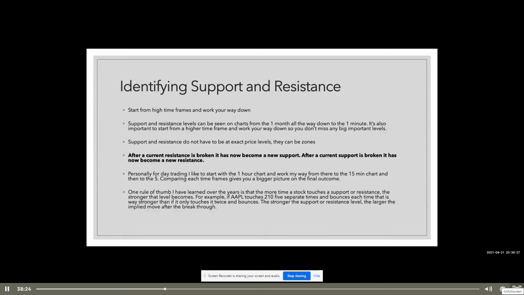Okay. Support and resistance does not have to be at exact price levels. They can be zones. It doesn't have to be at exactly one specific level. You can actually have multiple layers of buyers and sellers within a very small zone.